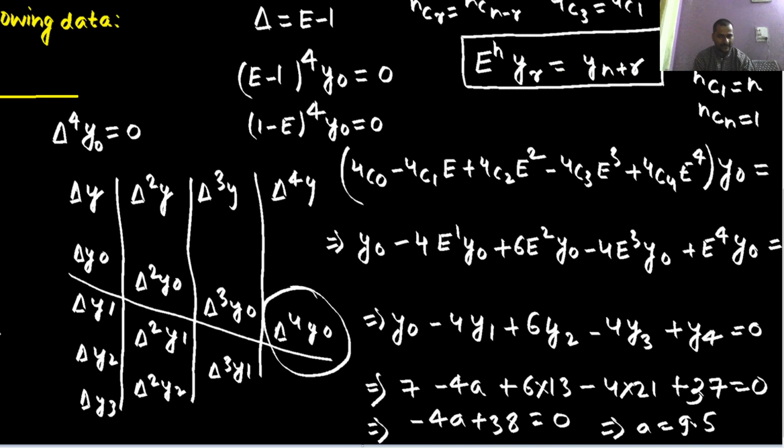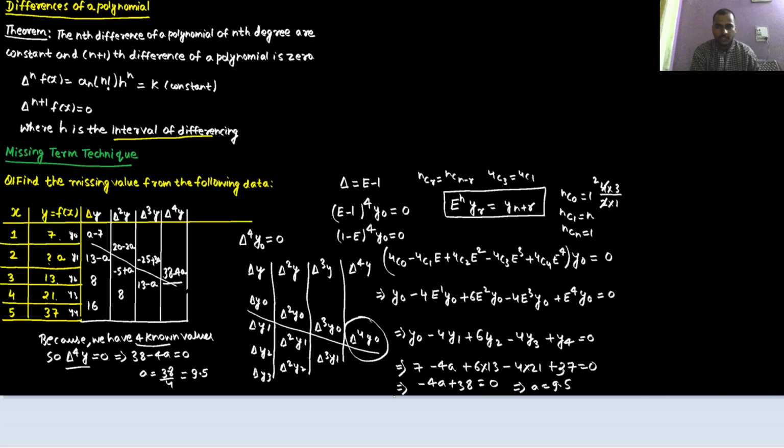So this is what we have done in tabular form. If I make it a bit smaller, this is the overall picture. First we knew the differences of a polynomial, a small theorem whose derivation I didn't discuss today. Then the missing term technique. This is simple because we have 4 unknowns, so the value of the fourth difference will be equal to 0, that you can find and equate to 0. And that was method number 1.